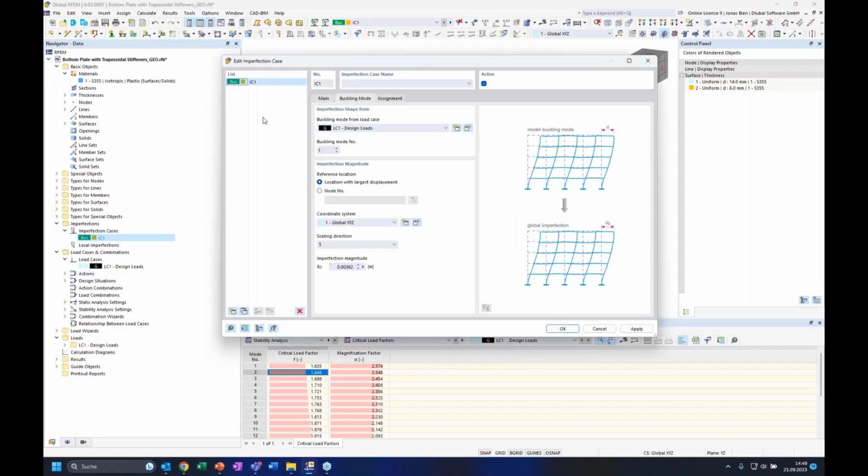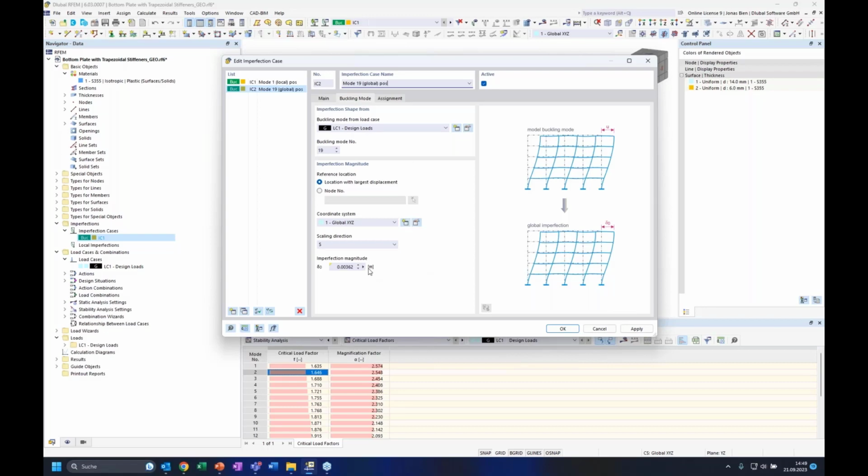I can very easily apply those imperfection cases. I can just copy this. To not confuse you too much, I will name them mode shape 1, which is a local one in positive direction. And then the second mode shape I want to check would be the buckling mode 19. I apply this also in positive scaling direction. Mode 19, it's a global one.